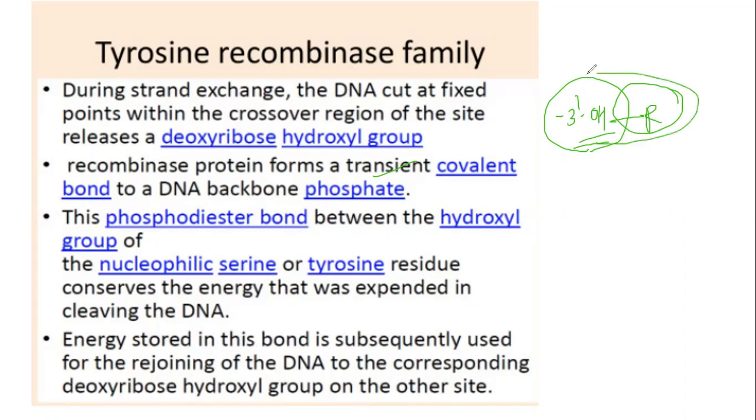So ये जो bond बना है, that is actually the energy which is being released when the bond was broken in the DNA strand. Now this energy stored in this bond is used for rejoining the DNA to the corresponding deoxyribose hydroxyl group on the other side. So यानी कि जब recombination हो जाएगा, ठीक है, so ये जो bond है between the recombinase and the 3-OH में जो बना है, that will be broken and जो energy उस time release होगी, that will be used to make the bonds in the DNA strand when the recombination is over. ठीक है.